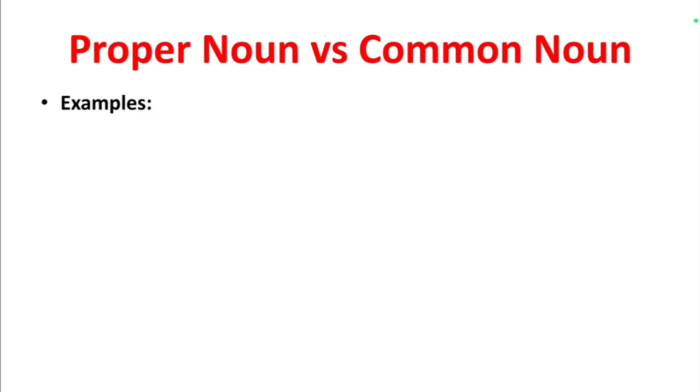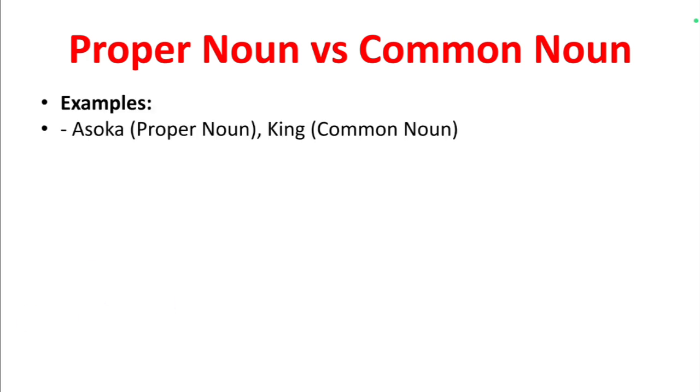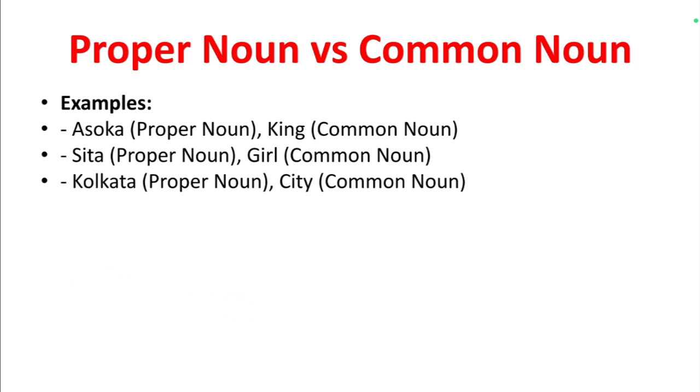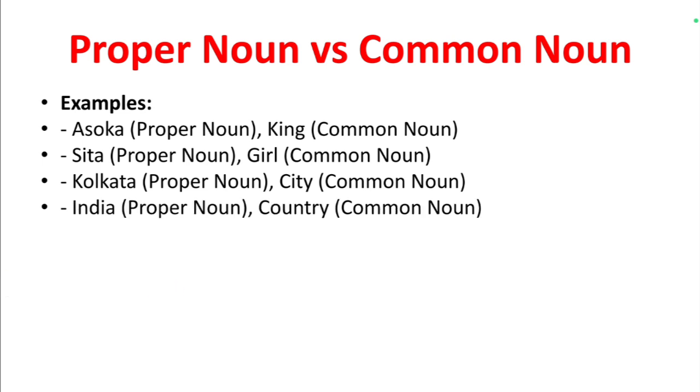Let's know about proper noun, for example. Ashoka is a proper noun while king is a common noun. More examples: Sita is a proper noun, girl is a common noun. Kolkata is a proper noun, city is a common noun. India is a proper noun and country is a common noun.